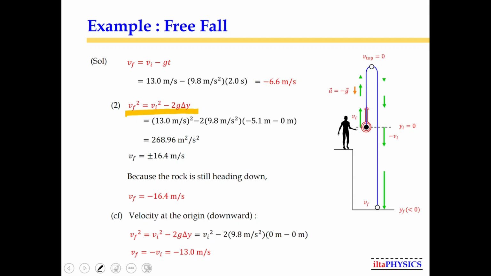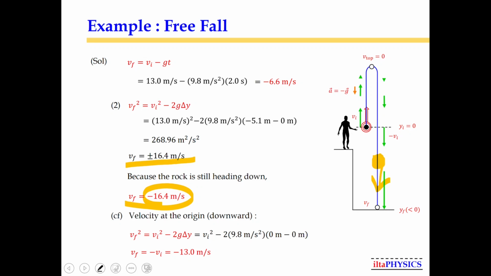By substituting the known values, we get the square of the final velocity as 268.96. Taking the square root gives two possible values, 16.4 meters per second. Since the rock is below the cliff, the velocity must be negative, so the final answer is minus 16.4 meters per second. Again, this shows how important the sign is for interpreting the motion.